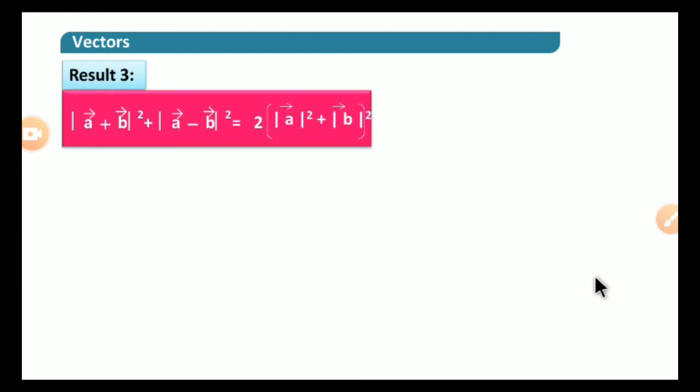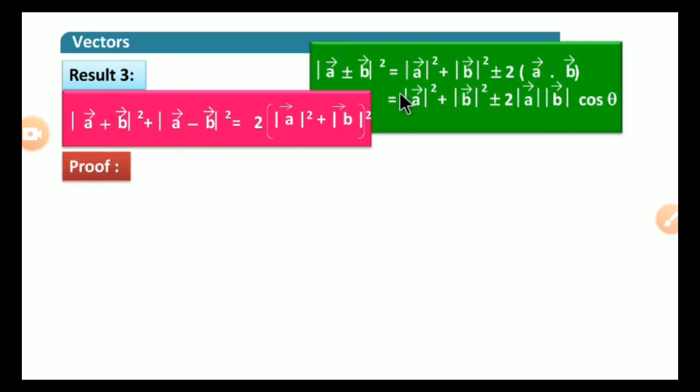Now we will go for result 3. Magnitude of A plus B square plus magnitude of A minus B square is equal to 2 into the bracket of magnitude of A square plus magnitude of B square. So to prove this one, we consider the previous two results, plus or minus, meaning wherever plus is there, here also we have plus, here also we have plus. If the sign is minus, then it becomes minus and minus here.